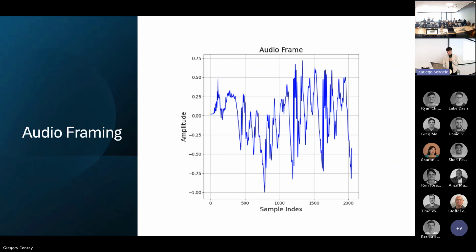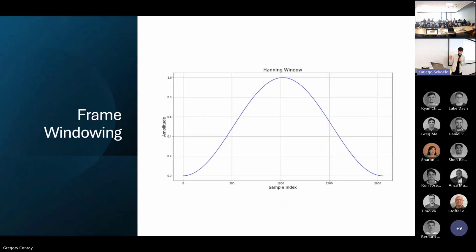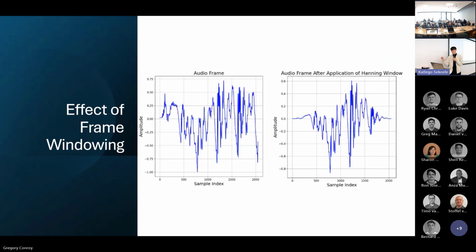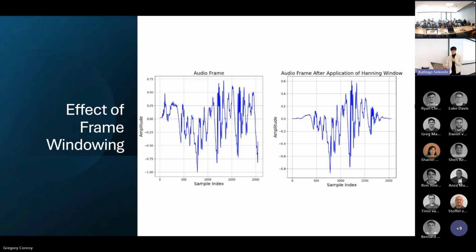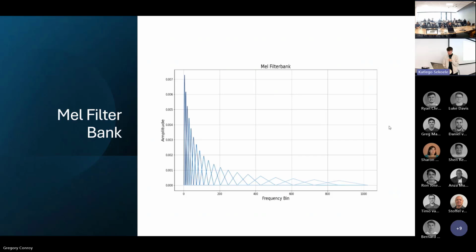So what you need to do is implement frame windowing. I use the Hanning window, and you just multiply this function by the audio frame, and then you get this result. You can see it squeezes the start and the end of the audio signal to 0, which removes the high frequency components. Then, when that happens to a frame, it's converted into the frequency domain.